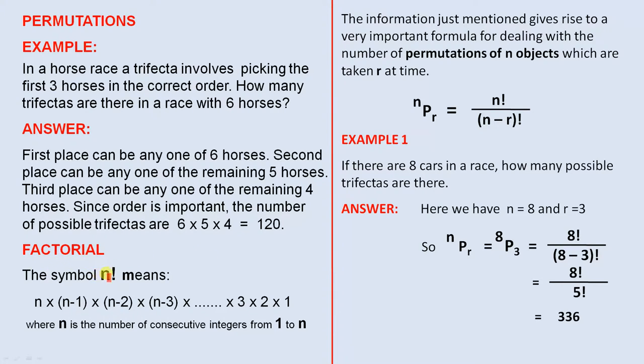Factorial. The symbol n factorial means n by n minus 1 by n minus 2 by n minus 3 by ... by 3 by 2 by 1, where n is the number of consecutive integers from 1 to n. The information just mentioned gives rise to a very important formula for dealing with the number of permutations of n objects which are taken r at a time. nPr equals n factorial over n minus r factorial. If there are 8 cars in a race, how many possible trifectas are there? Here we have n is 8 and r is 3. So nPr is 8P3, which is 8 factorial over 8 minus 3 factorial. 8 factorial over 5 factorial is 336 possible trifectas.